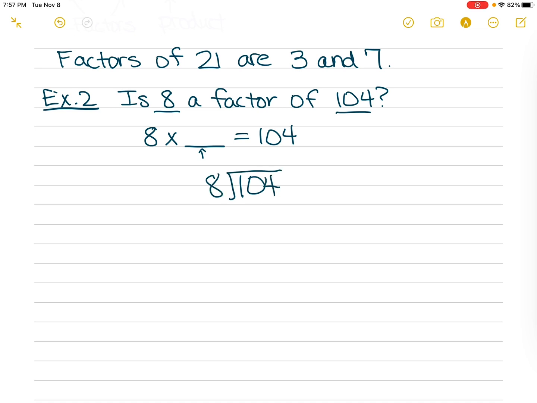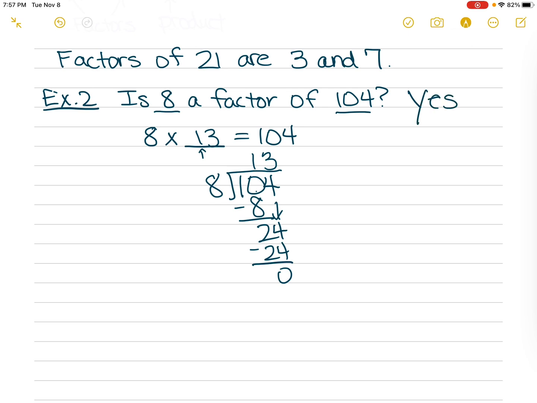So let's try it. Okay, my handwriting is a little messy tonight. I'm sitting in an awkward place. Okay, so I divide, 8 goes into 10 one time. I subtract, bring down the 4. 8 goes into 24 3 times. And yes, 8 is a factor of 104 because 8 times 13 makes 104. So the answer to this is yes.